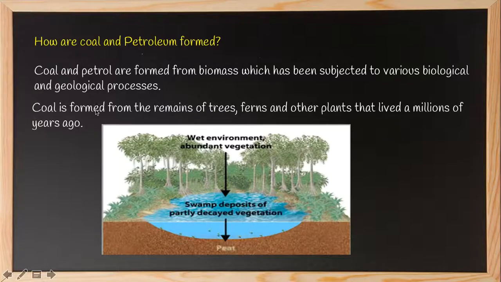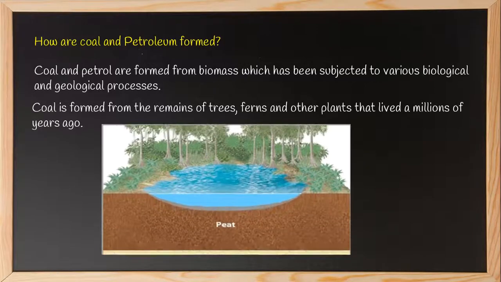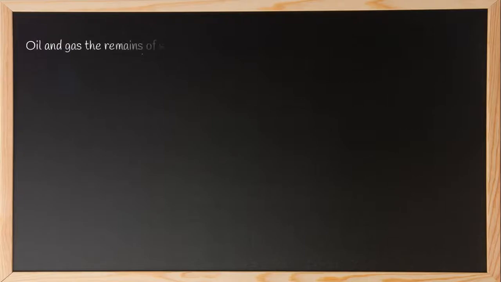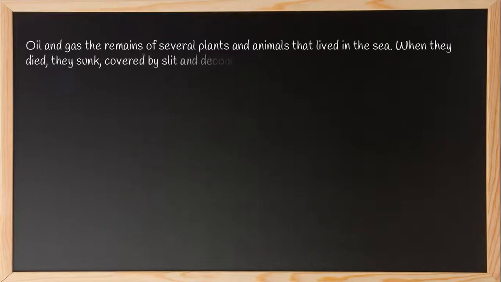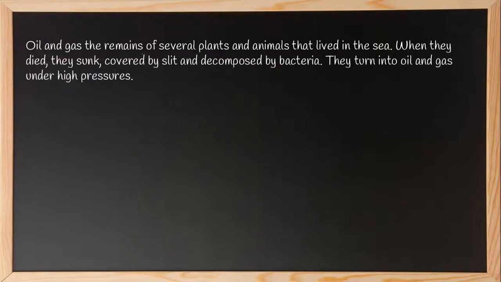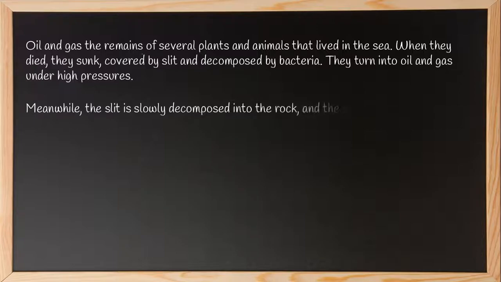So coal is completely formed from the dead remains of trees, ferns, and other plants that used to live millions of years ago. Oil and gas are the remains of several plants and animals that lived in a sea. When they died, they sank, were covered by silt, and were decomposed by bacteria. They turn into oil and gas under high pressure. Meanwhile, the silt is slowly decomposed into rock and the oils are trapped like water in a sponge.